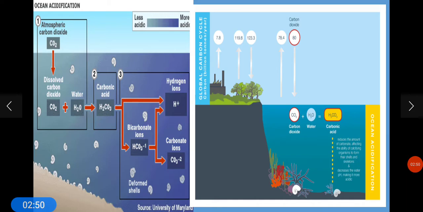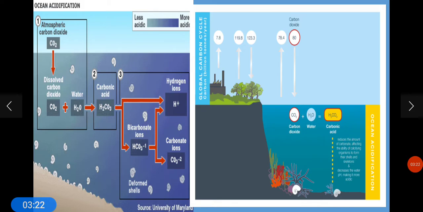Due to the increased concentration of carbon dioxide, less of that will dissociate to form carbonate ions, because carbonate ions are very important for calcification of the marine life, especially the shells. Because there is less calcification, some of the shells are deformed.